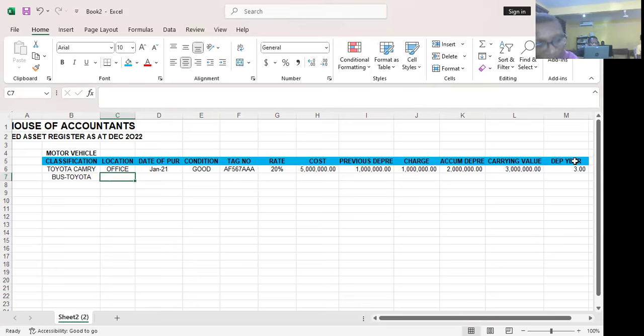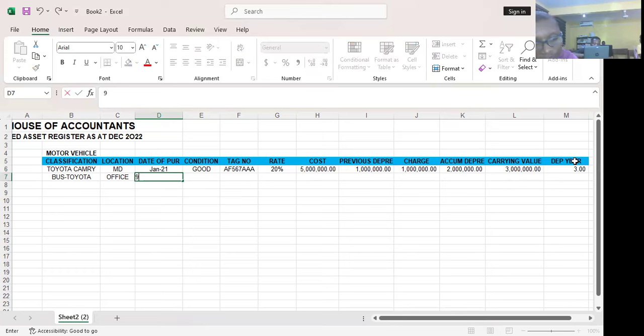This one is also for office. Let's change this first one to MD. Do you understand? It means on whose possession is the vehicle. So the first one is for MD and it's still under company's vehicle. The second one is office or general, whatever they want to do. When do you purchase it? Let's say they purchase it August 2021.